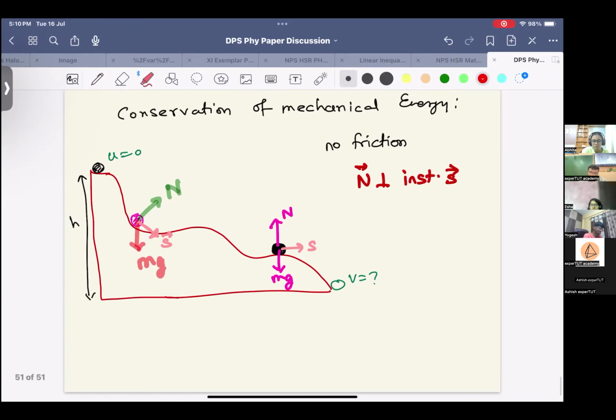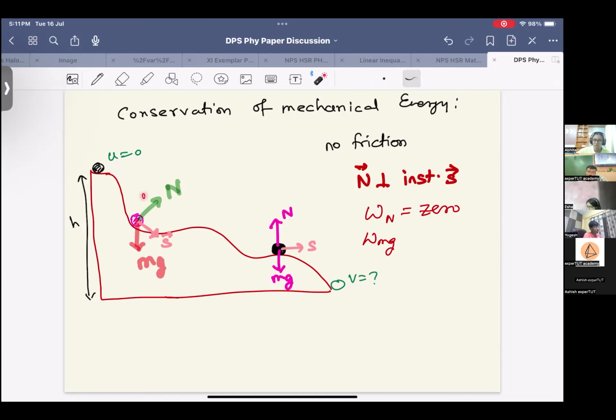So in the whole journey from this point to this point, what is the work done by the normal? Work done by the normal is how much? Correct. It is 0, because the normal is always perpendicular to displacement. Okay, fine. And is there any other force which is doing work? Yes, work done by mg.